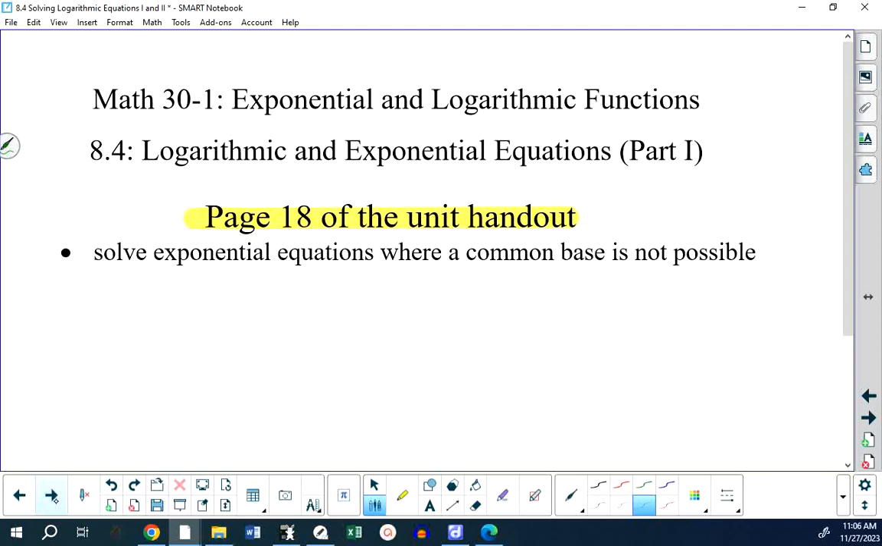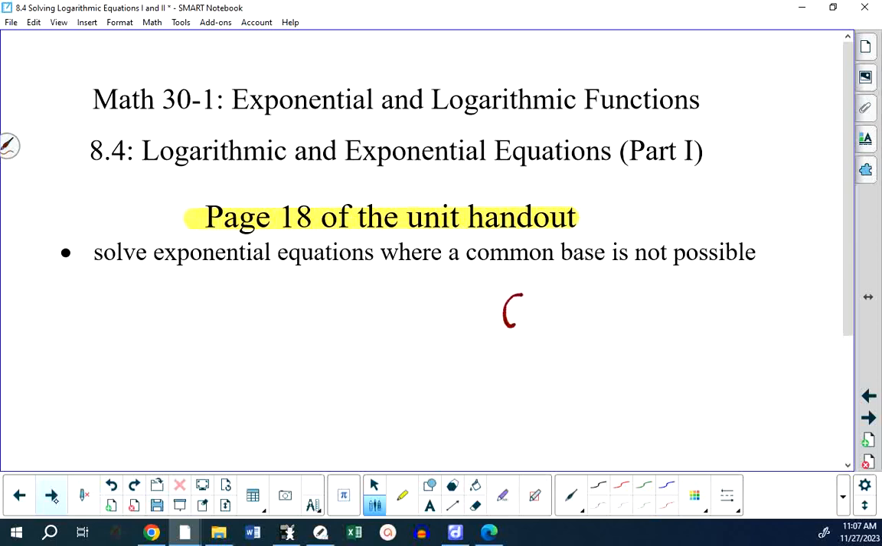So what we're looking at today is the final lesson that is broken into two parts. We do part one today, part two tomorrow. Once again, Wednesday and Thursday of this week will be review, and your unit exam in logarithms and exponents will be Friday. We're solving exponential equations today, but we're solving them where a common base is not possible.